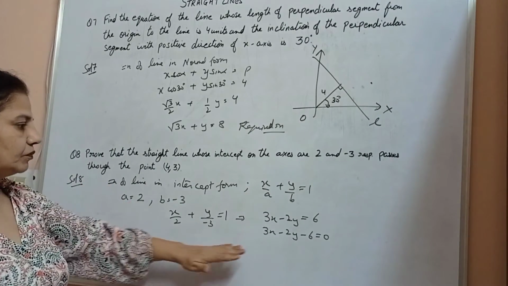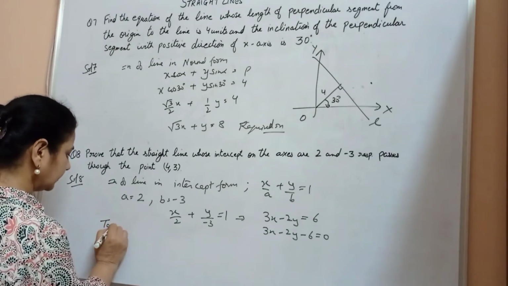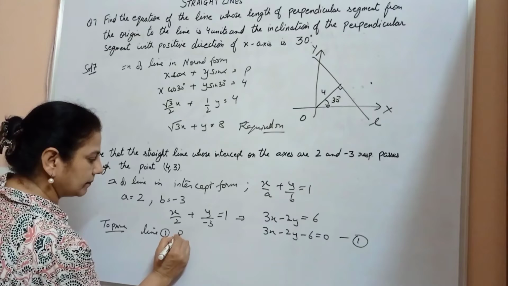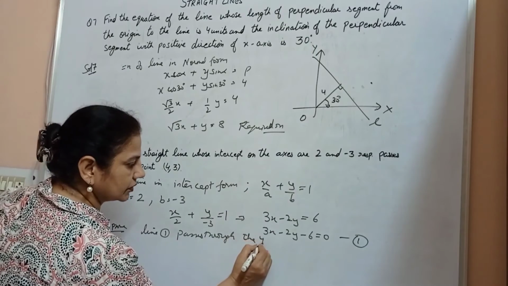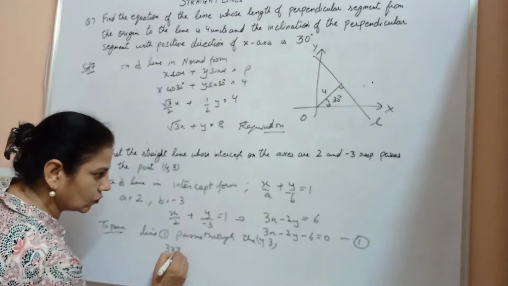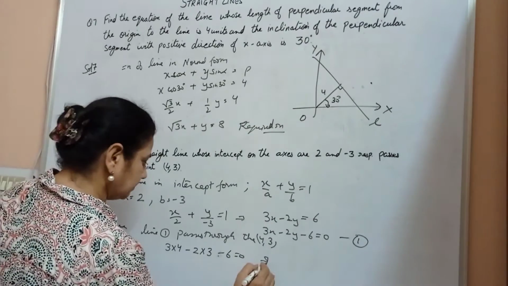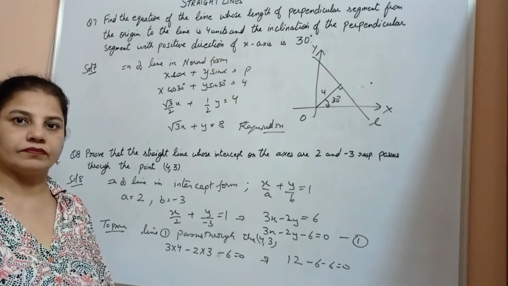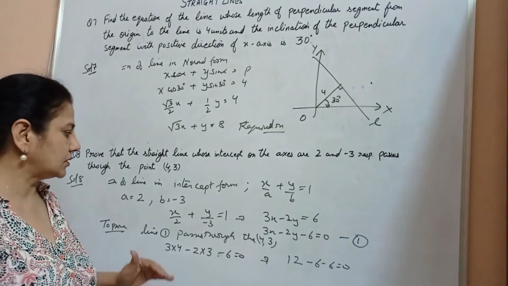Now we have to prove that this line passes through the point 4, 3. So to check it, substitute the value of x as 4 and y as 3. We get 3 into 4 minus 2 into 3 minus 6 is equal to 0. This gives the result 12 minus 6 minus 6 is equal to 0. Hence this is true. Hence we say the equation of the line passes through 4 and 3.